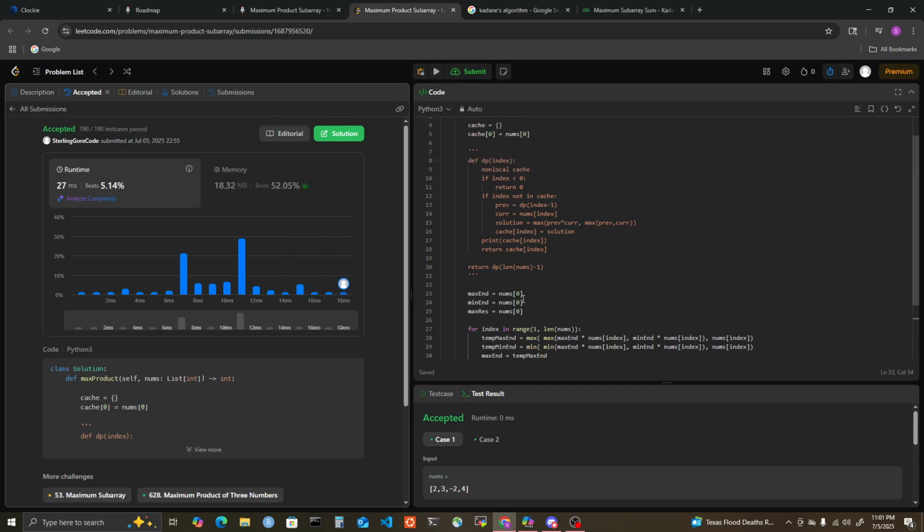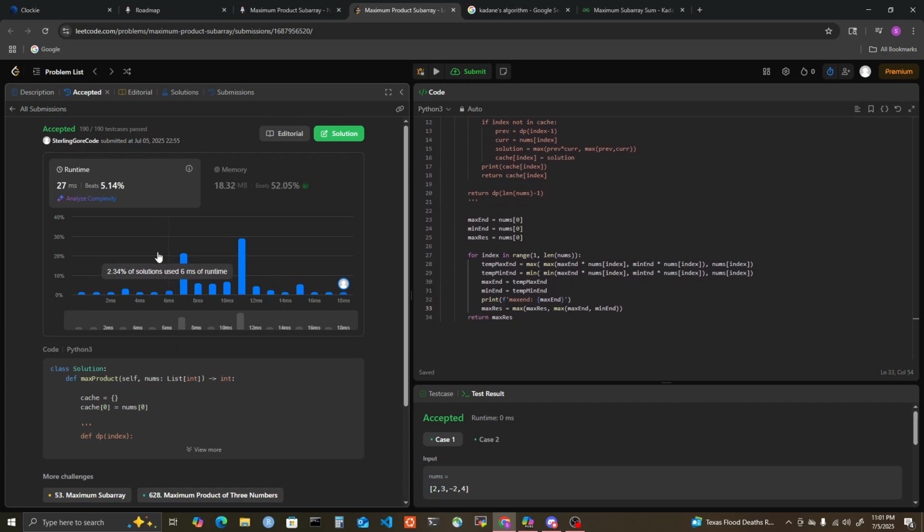I don't know exactly if this is correct. I mean, there's 190 test cases, but I feel like I could write up a test case that could make this wrong. I don't know.